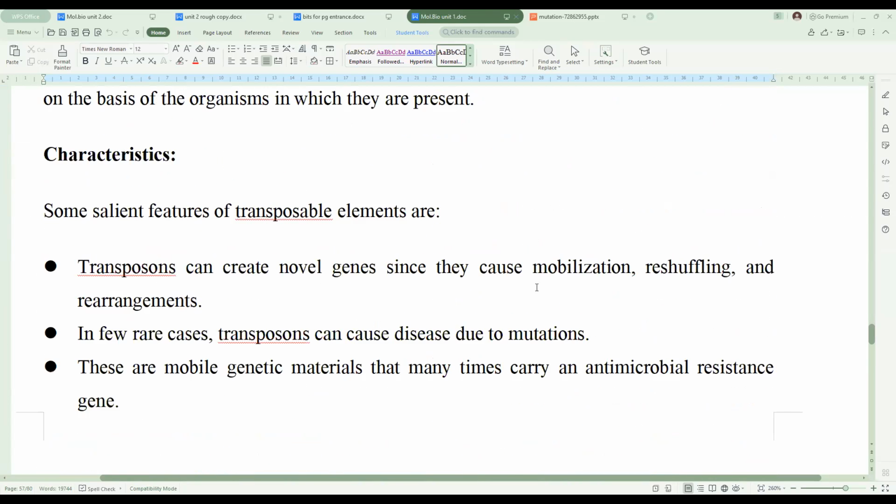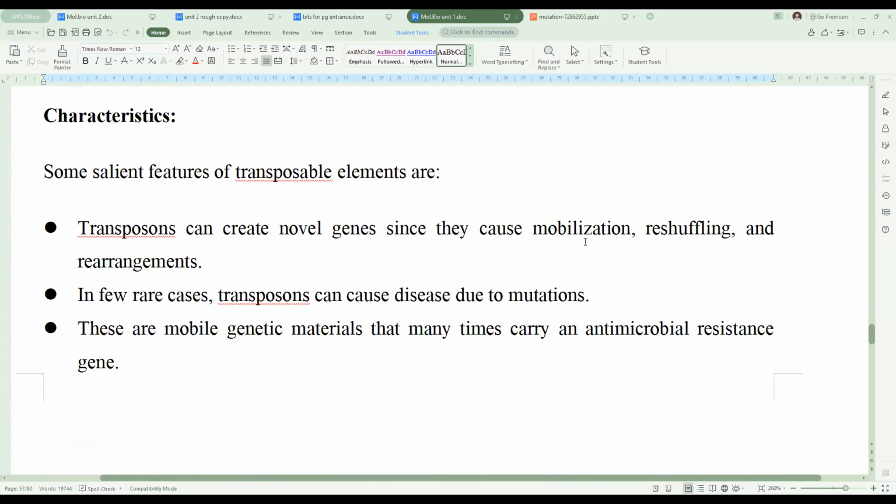What are the characters? They create novel genes since they cause mobilization, reshuffling, and rearrangements. Just imagine a particular sequence jumping from one place in the genome and going and sitting somewhere else. The next site where it enters is randomly selected. It is not pre-decided. So it can jump to any other place in the genome.